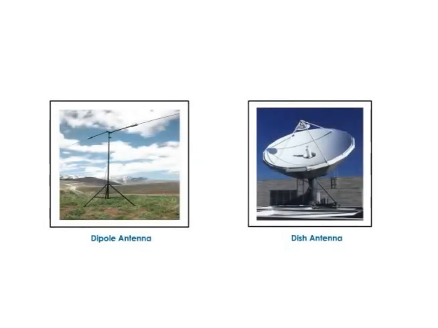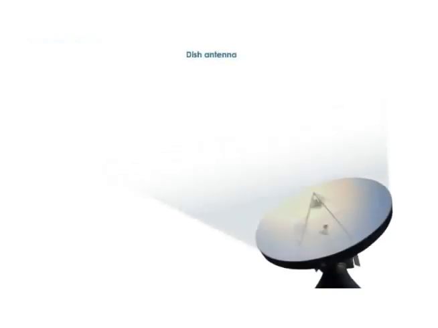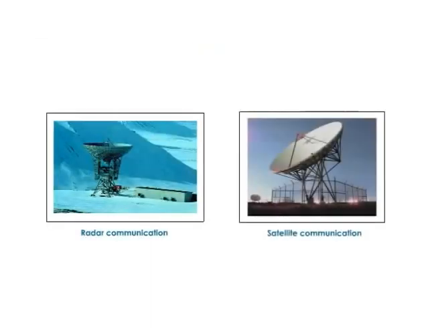There are two types of antennae: dipole antennae and dish antennae. A dipole antenna is omnidirectional and used in transmission of radio waves, whereas a dish antenna is a directional antenna used typically in radar and satellite communication.